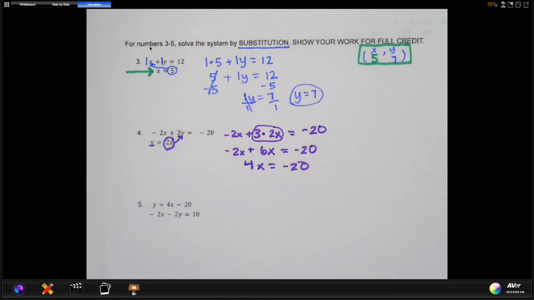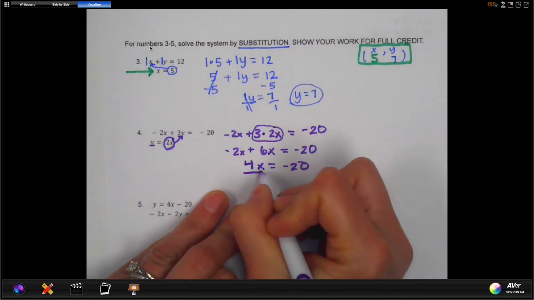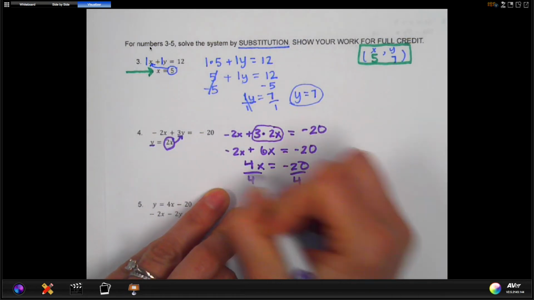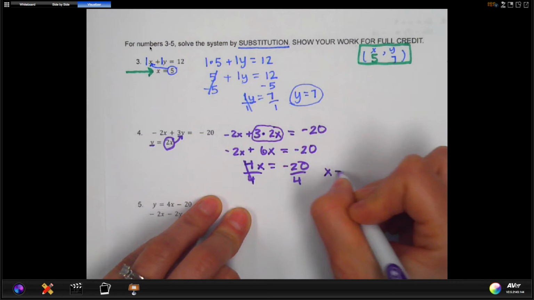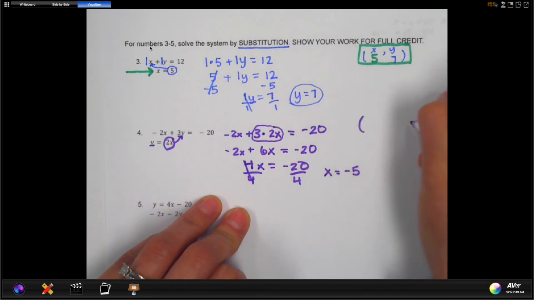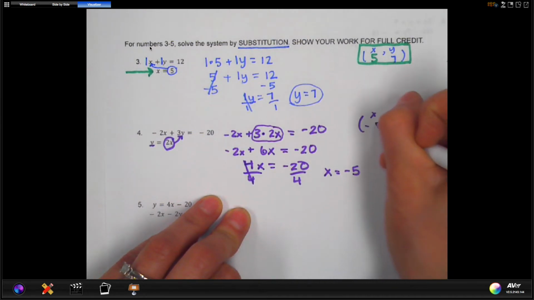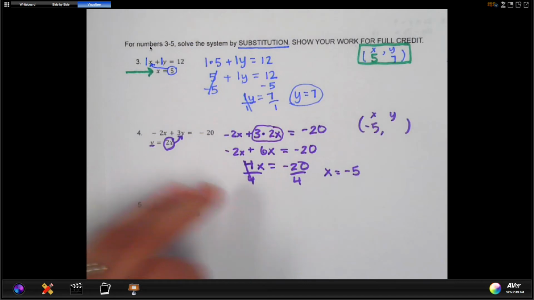Okay, and so now what I want to do is divide out that 4, and I get x equal negative 5. All right, so on my ordered pair for my final answer, this is the first coordinate. So we know x is negative 5. We have to figure out y.